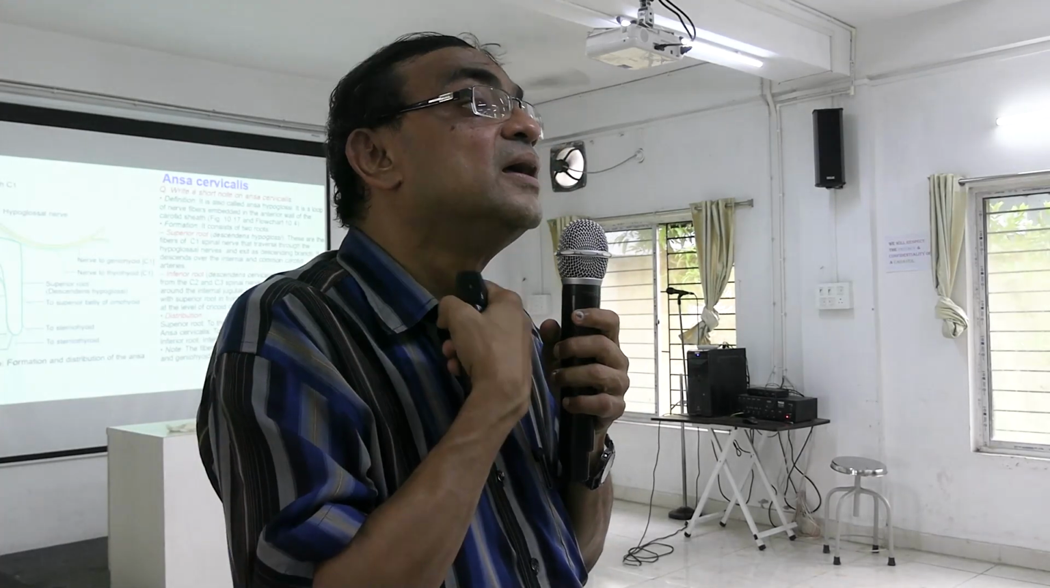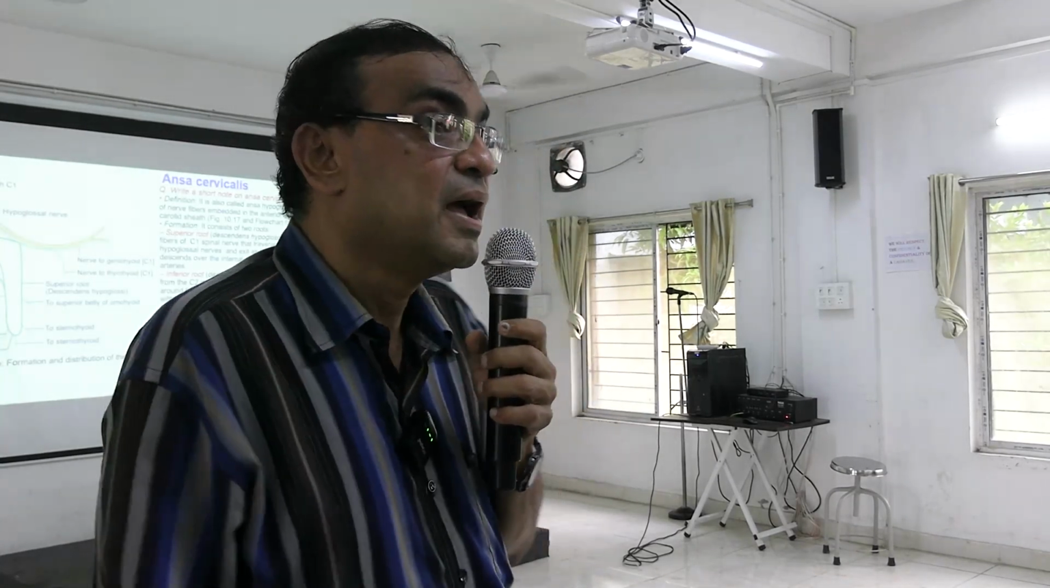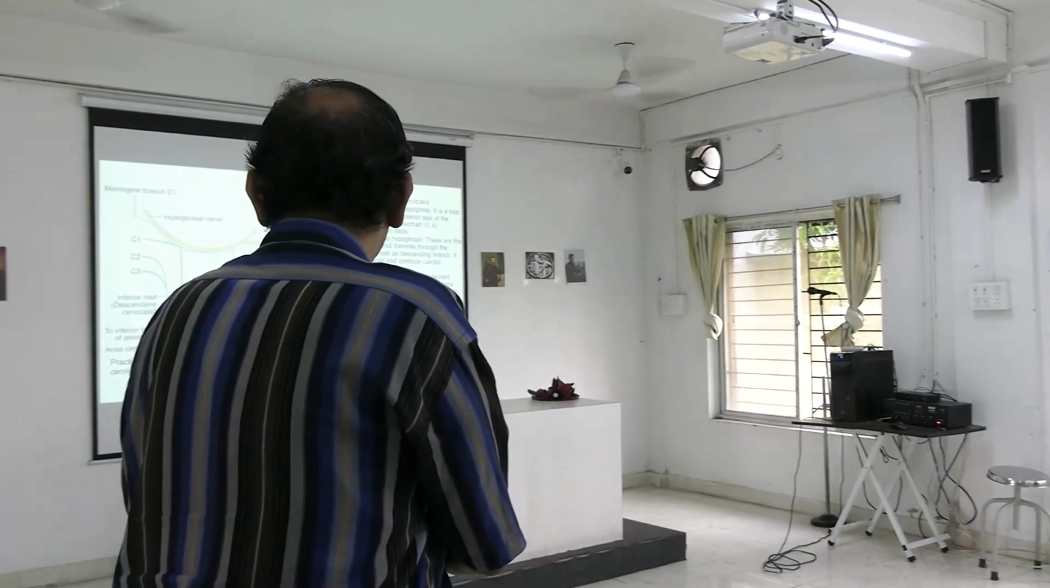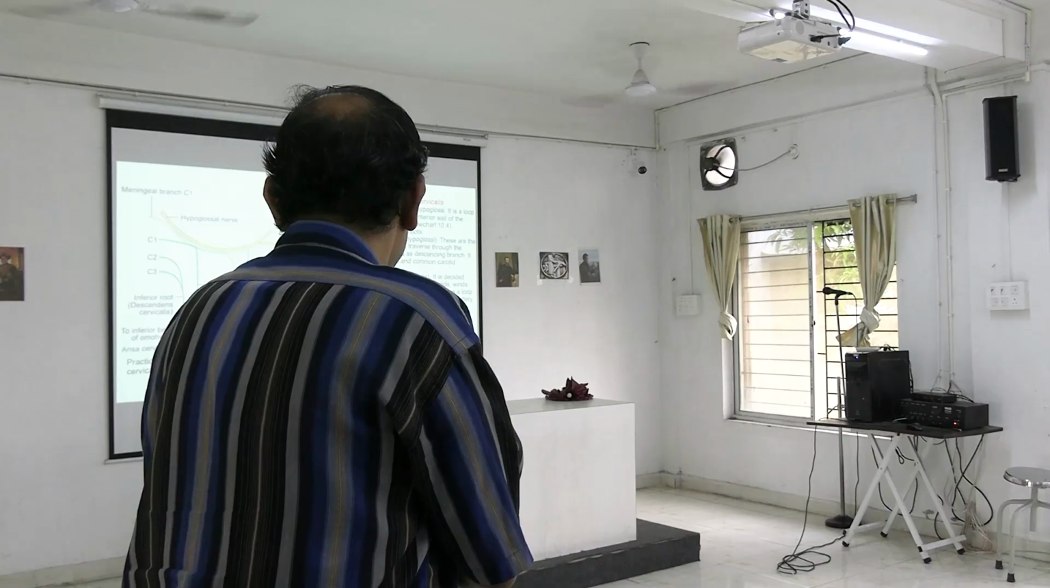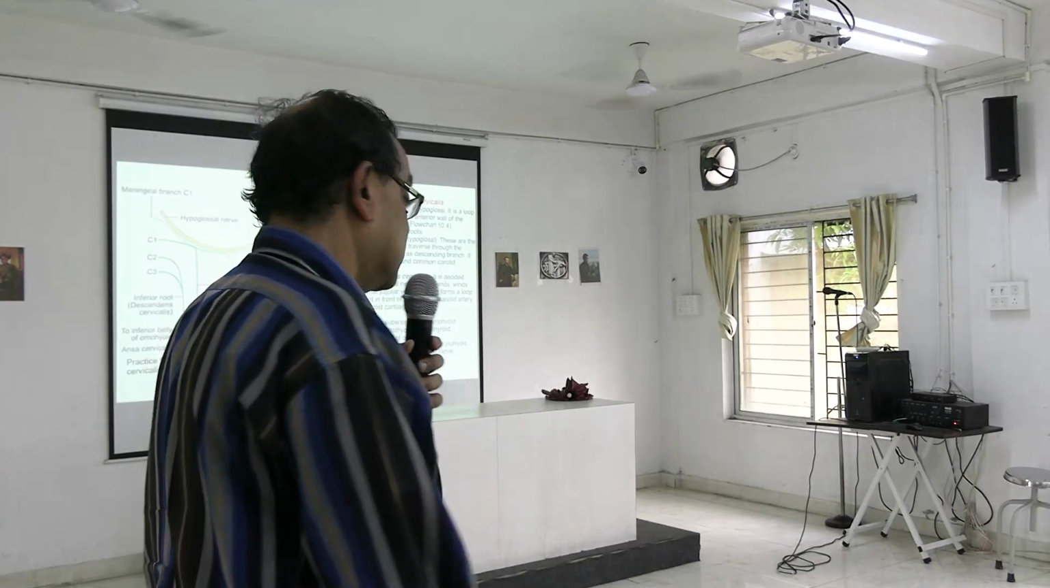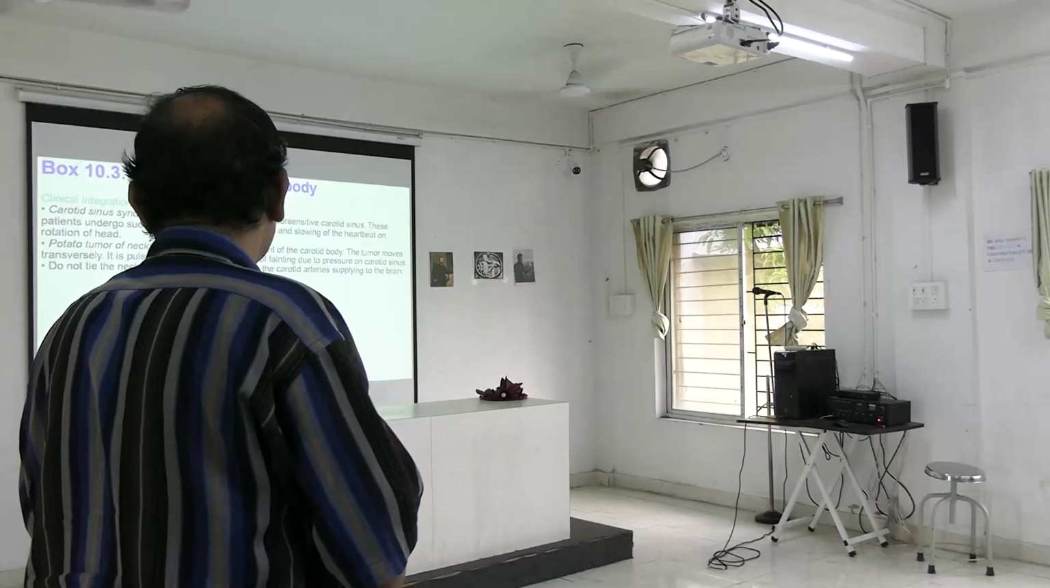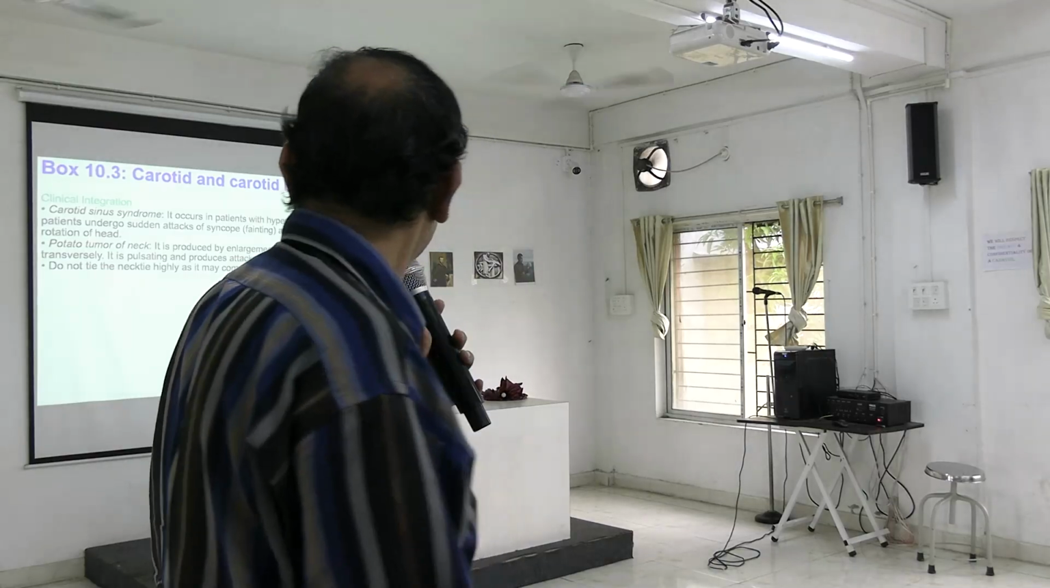What are those infrahyoid group of muscles? Stylohyoid, sternothyroid, thyrohyoid. Okay. But from the descendant hypoglossal, we can get the supply to the geniohyoid and thyrohyoid. Carotid body and carotid sinus.